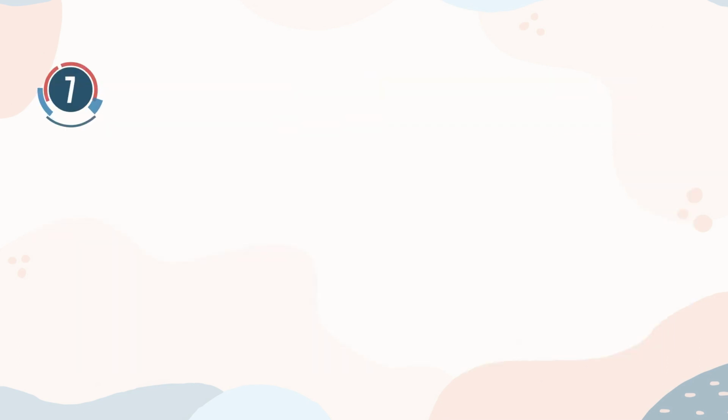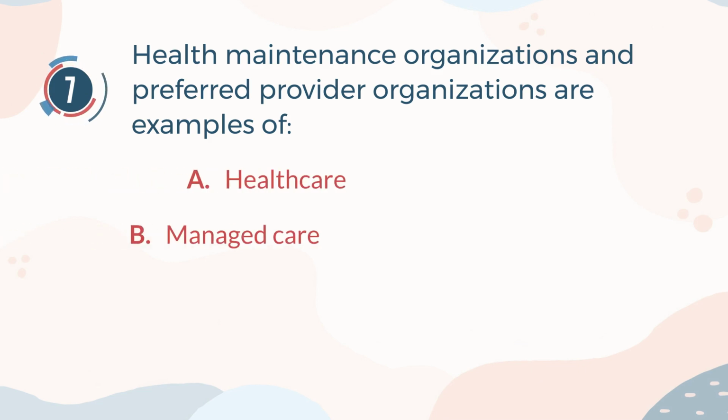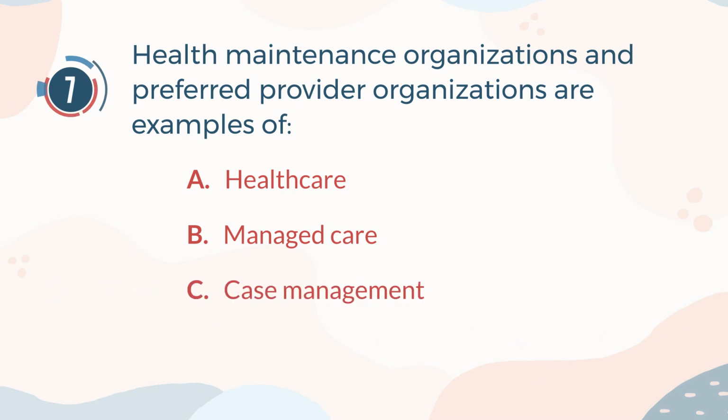Number 7. Health maintenance organizations and preferred provider organizations are examples of A. Healthcare, B. Managed care, C. Case management, D. Quality improvement.